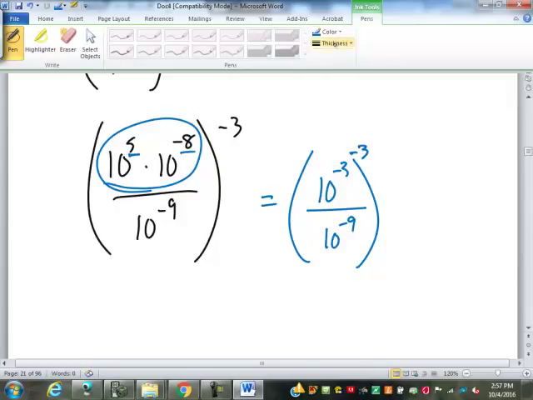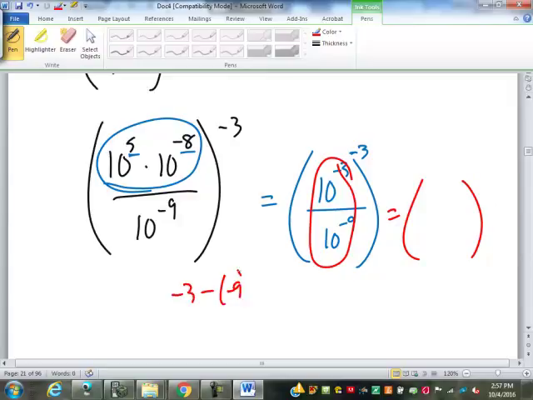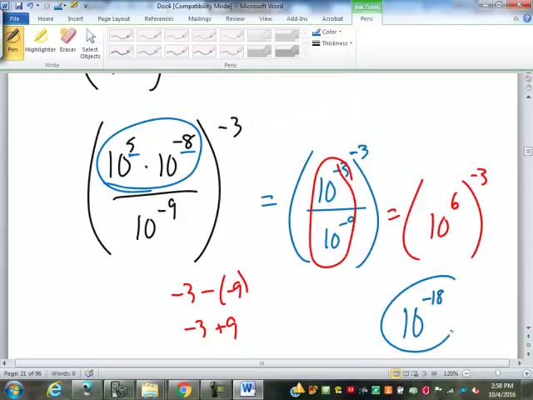Next, I should do the division here. 10 to the negative 3 divided by 10 to the negative 9th is going to be what? Negative 3 minus, because I'm dividing, a negative 9, is negative 3 plus 9, or 6. So 10 to the 6th. And I still got a negative 3 out there. 10 to the negative 18. Lovely, huh? Sure.